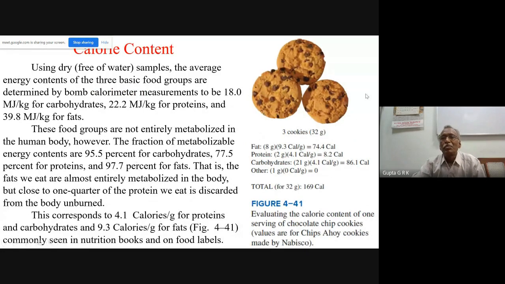If you are taking some cookies and you take the box, you will be given the fat content, protein content, carbohydrate content, and other contents. Each gram of fat produces 9.3 calories per gram. Each gram of protein produces 4.1 calories, and each gram of carbohydrate produces 4.1 calories. Based on that, you can find out how many calories it will release into your body. Okay, so this is 8 grams of fat, 2 grams of protein, and 21 grams of carbohydrate in that. And the total is 169 kilocalories.